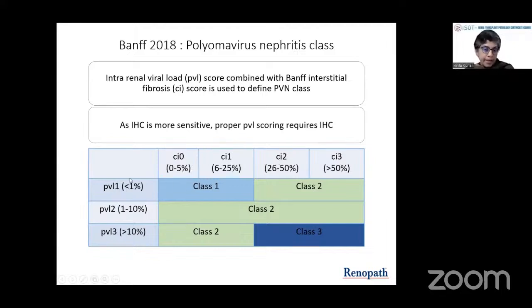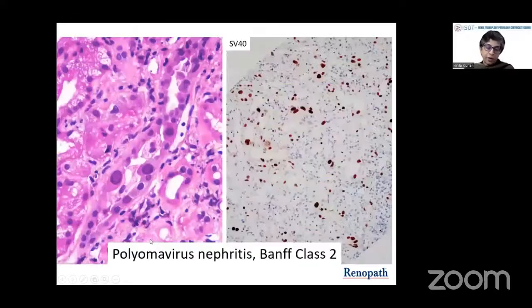Then we combine. If you have a low PVL with hardly any interstitial fibrosis, it's a class 1. Whereas if you have a very high viral load and a lot of interstitial fibrosis of 2 or 3, more than 50 or 25 and above, then it's a class 3. And anything in between is a class 2. So our biopsy fitted into a BANFF class 2 and a diagnosis of polyomavirus nephritis was given.